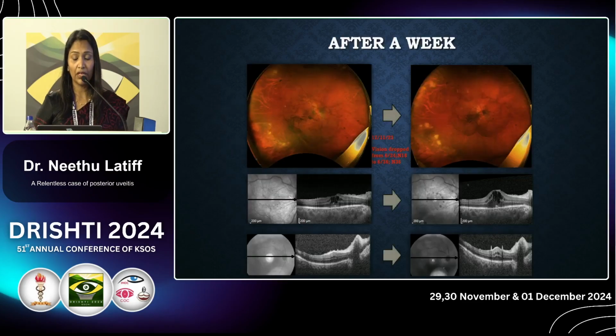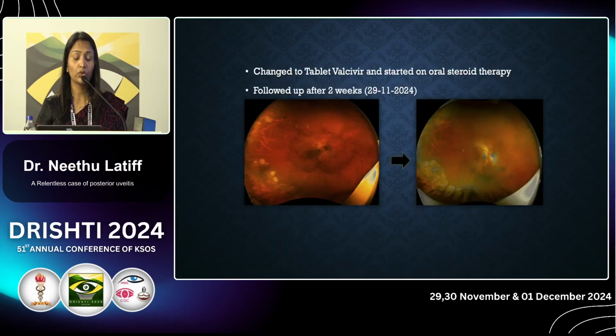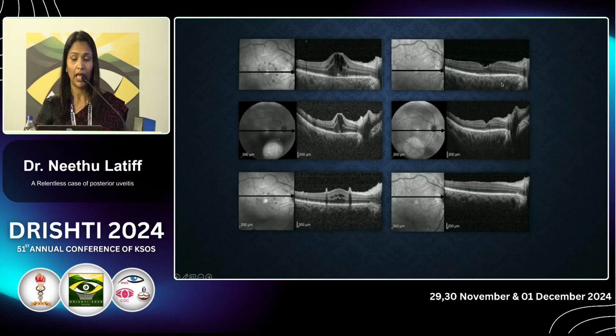So after a week, she came to us with a worsening of the lesions, and the macular edema increased, and the stalagmite-like lesions also increased. So we thought, why could it not be acute retinal necrosis? So we changed to tab valacyclovir and started a course of oral steroid. Followed up after 2 weeks, the lesions almost completely resolved. And even the macular edema subsided, and the stalagmite lesions also subsided.